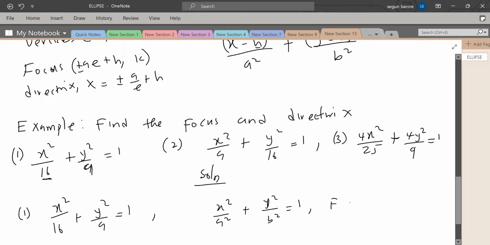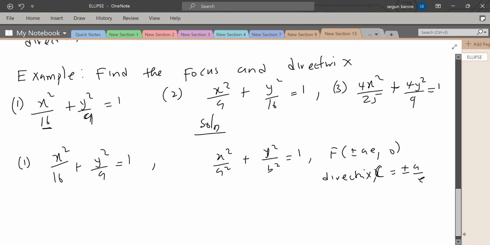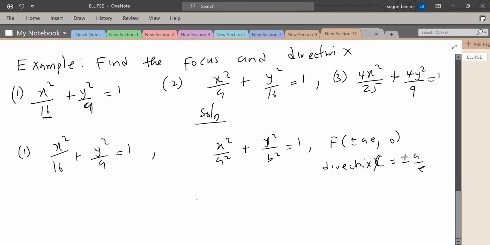And what is the focus? And it's also the vertex at the origin. The focus is given by this, and then the directrix is given by what? x equals plus or minus a over e. Okay, so we need our a and our e. Okay, so a squared is equal to 16. It means that a is equal to the square root of 16, which is 4. It is actually plus or minus 4 though.